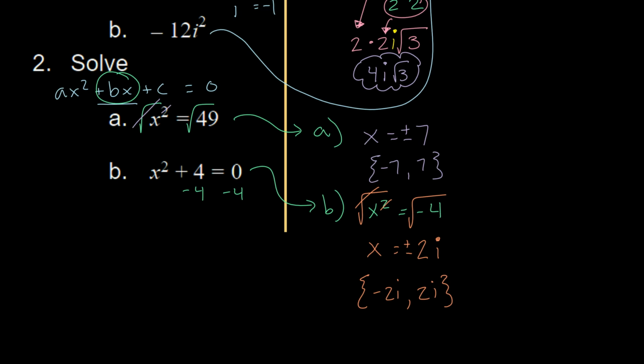It would be an i if this had been a negative 49. You see how it's positive? Only when there's a negative inside the square root do we deal with i. Okay? Good question. Any other questions here? All right.